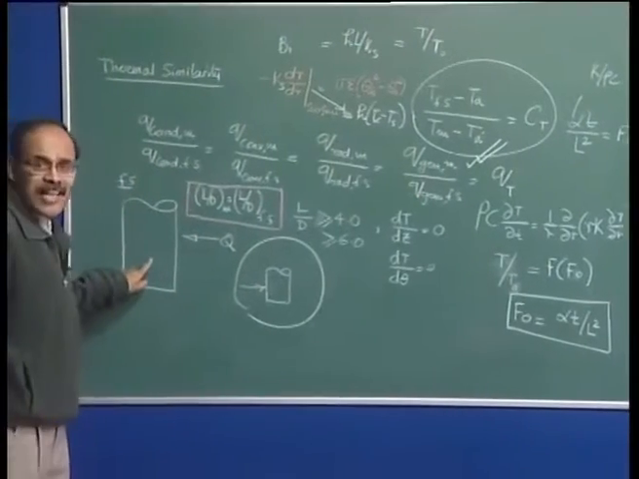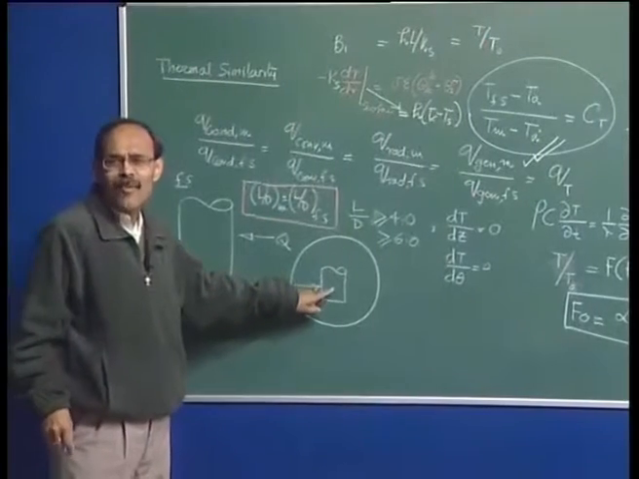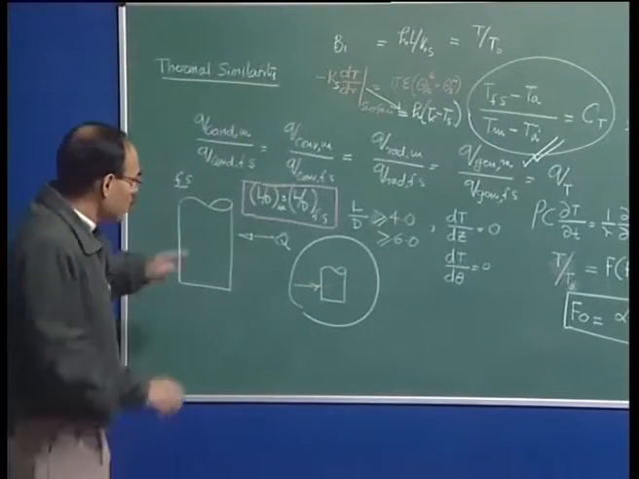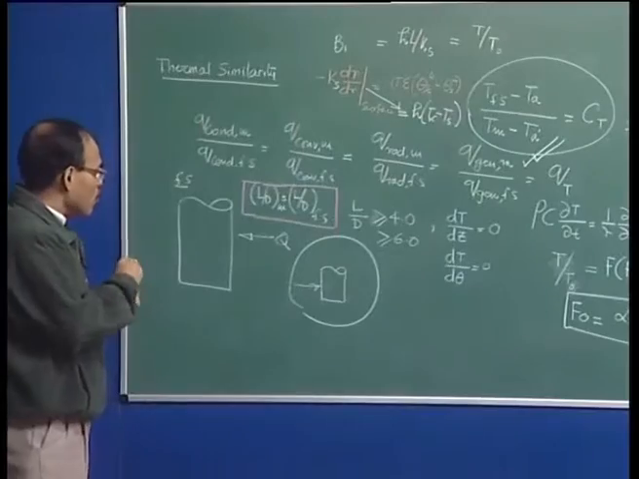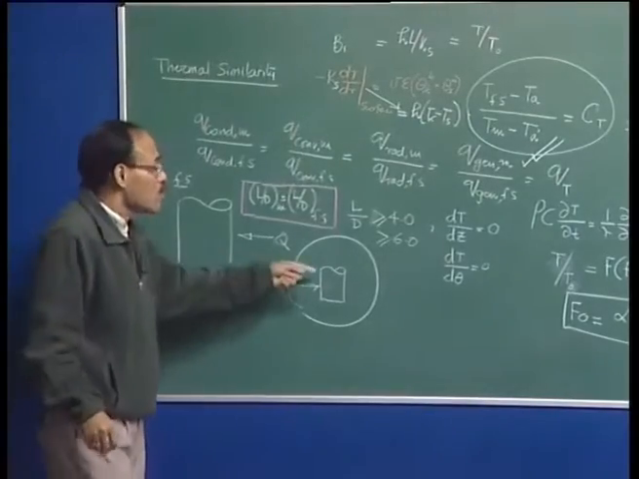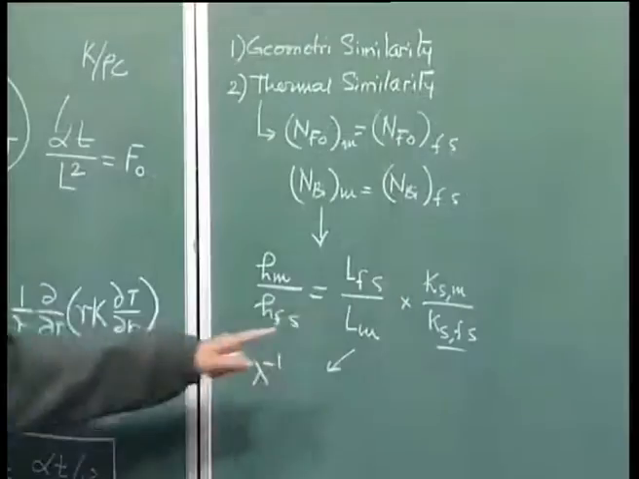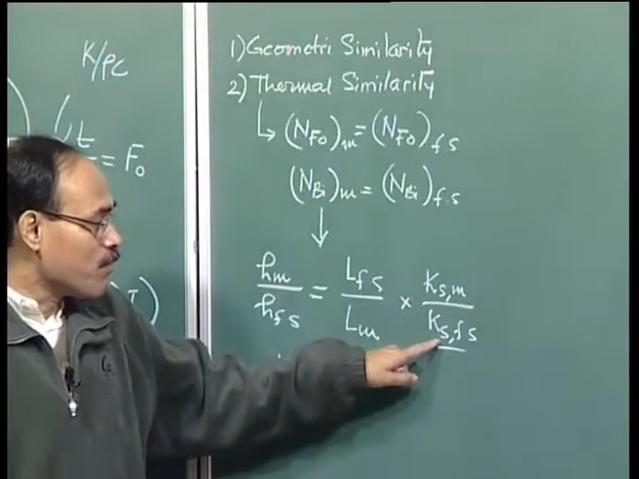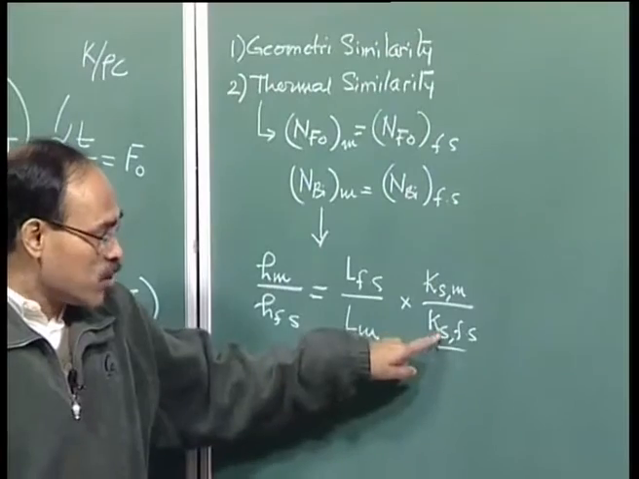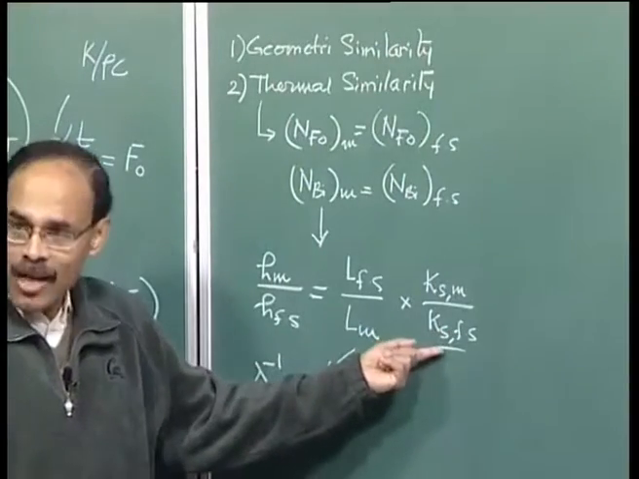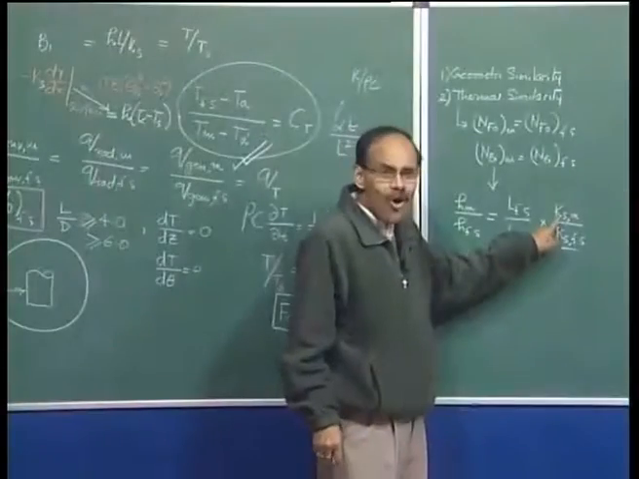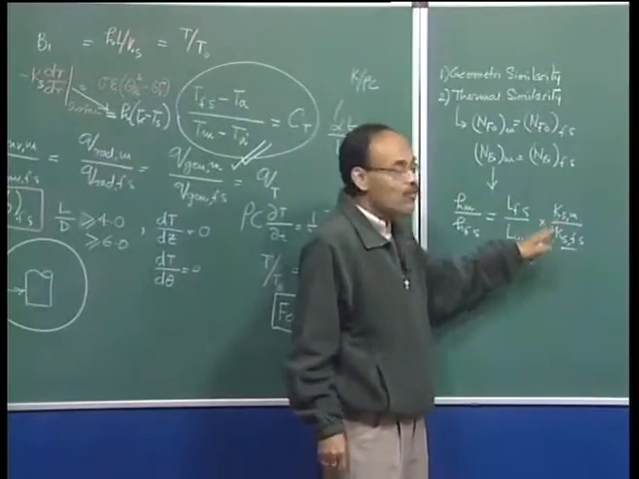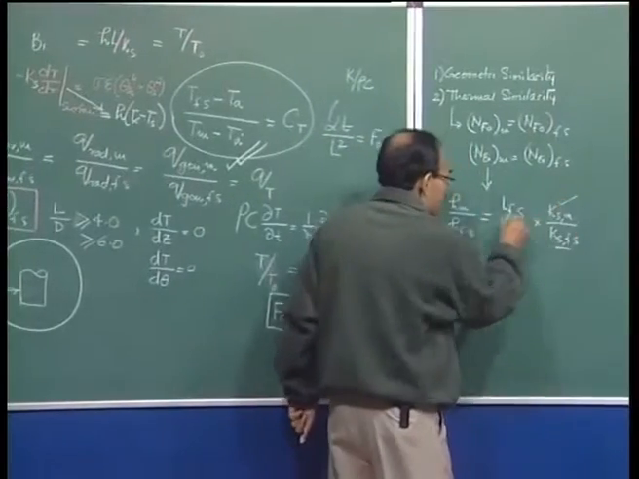This may be a steel cylinder, this may be an aluminum cylinder or a copper cylinder, it does not matter. There is no requirement that it has to be steel. I can use a different material. So, I know the ratio of the thermal conductivities of the two solids. If the full scale system is steel, I know the thermal conductivity of steel. If I have taken copper, I know the thermal conductivity of copper. So, this term is known, this term is known.